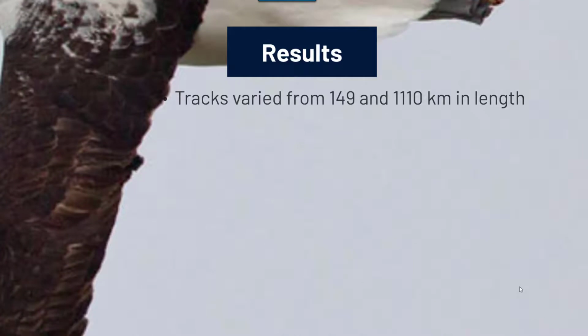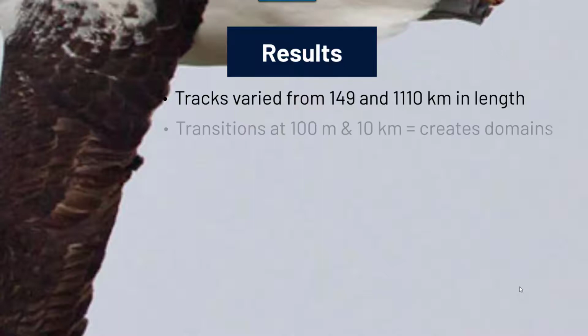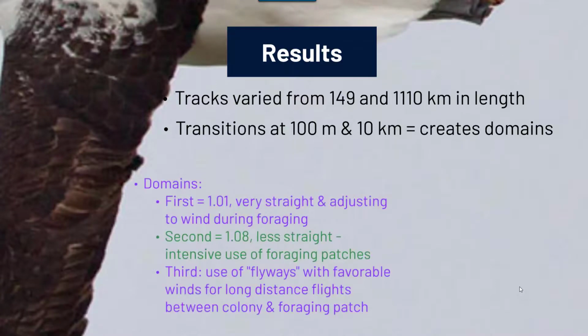So in terms of the results, the tracks varied from 149 to over 1,000 kilometers in length. There was a transition at 100 meters and 10 kilometers, which created several domains that were evaluated in this particular study. Within those domains, the first domain had an overall value of 1.01, which indicated it was very straight and indicated an adjustment to wind during the foraging stage.